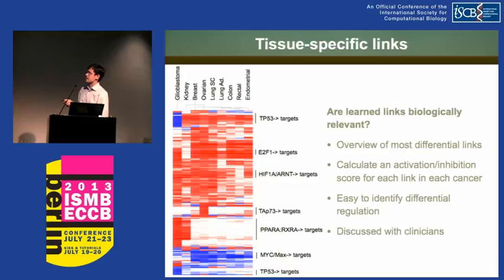So from this plot, it's easy to identify links that are differential across cancer types. We took these two groups of links because they had very little activity in most of the cancers and activity in only one or two cancers. That was interesting to us, so we took these and discussed them with clinicians.